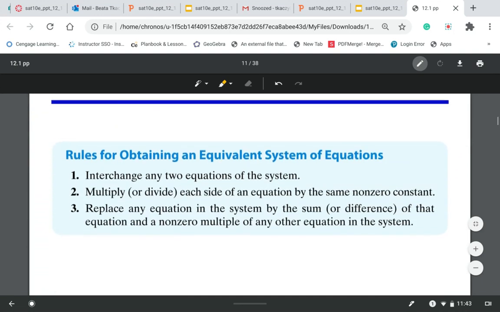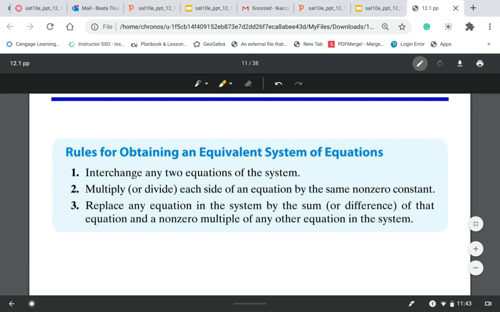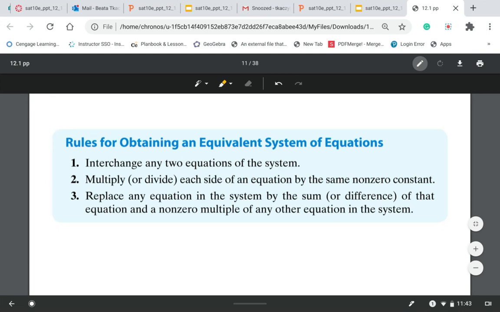So first, let's read about how to obtain an equivalent system of equations, because it's going to be very important, especially in the elimination method. Elimination method means that we're trying to eliminate one of the variables so we can solve the equation which only has x or y, and then we'll use the substitution.